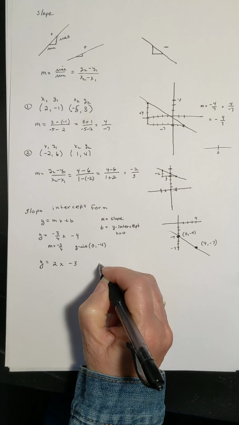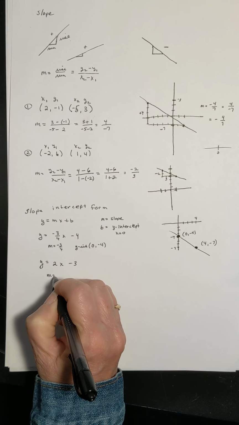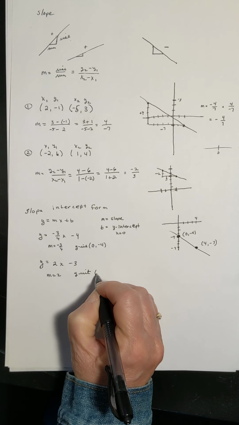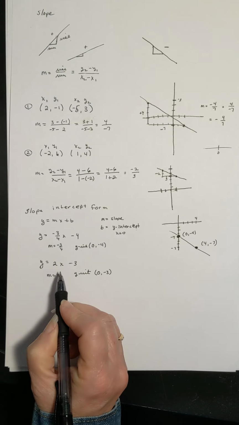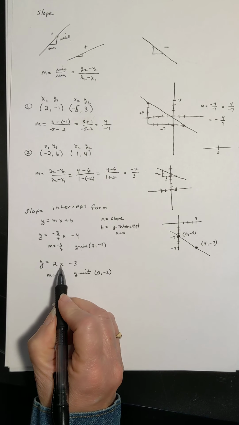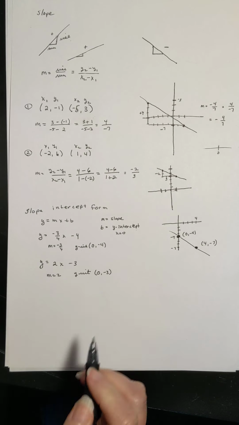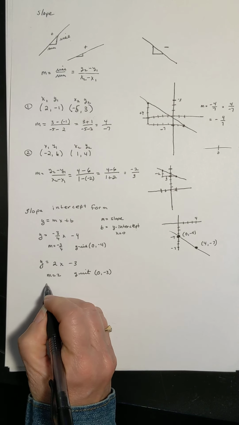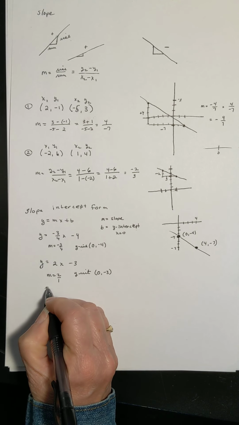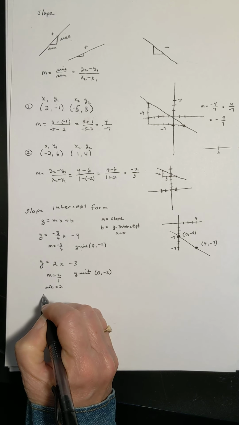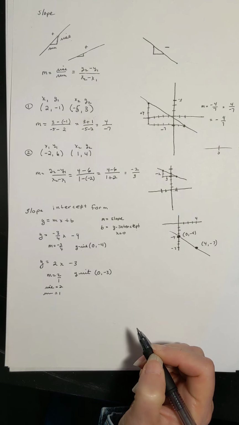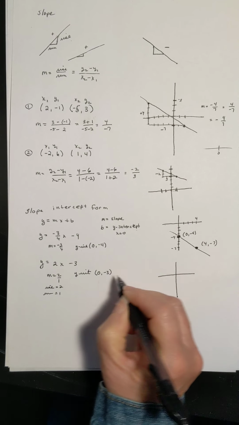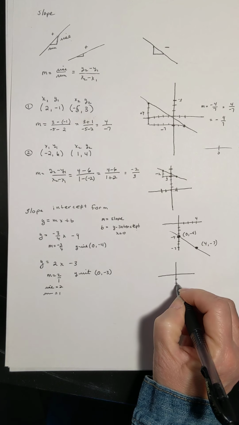All right, so this would tell me that my slope is 2, and my y-intercept is going to be 0, -3. Again, if I let x equal 0, 2 times 0 is 0, minus 3 is -3. All right, so this tells me that this is 2 over 1. So my rise is going to be 2, and my run is going to be 1.